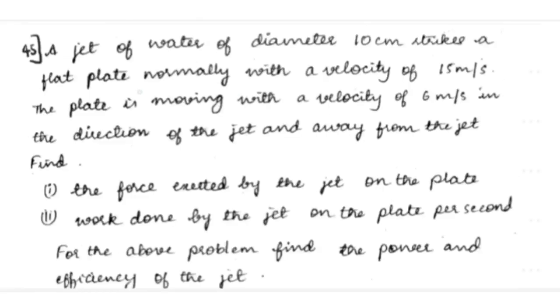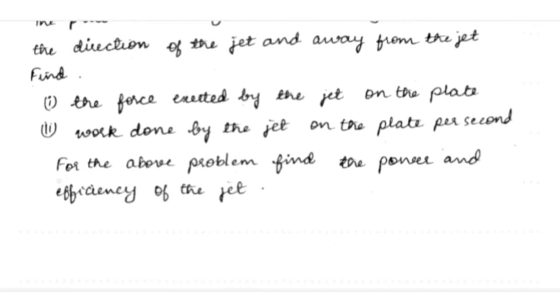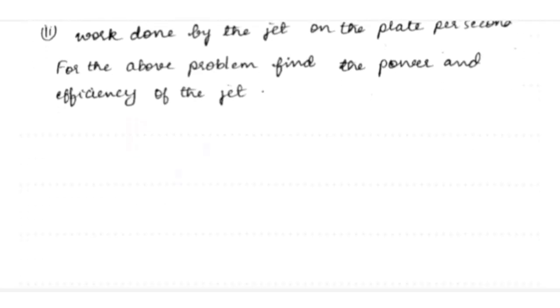Let us go through this question. A jet of water of diameter 10 centimeter strikes a flat plate normally with a velocity of 15 meter per second. The plate is moving with a velocity of 6 meter per second in the direction of jet and away from the jet. Find first, the force exerted by jet on the plate. Second, work done by jet on the plate per second. Third, find the power and efficiency of jet.